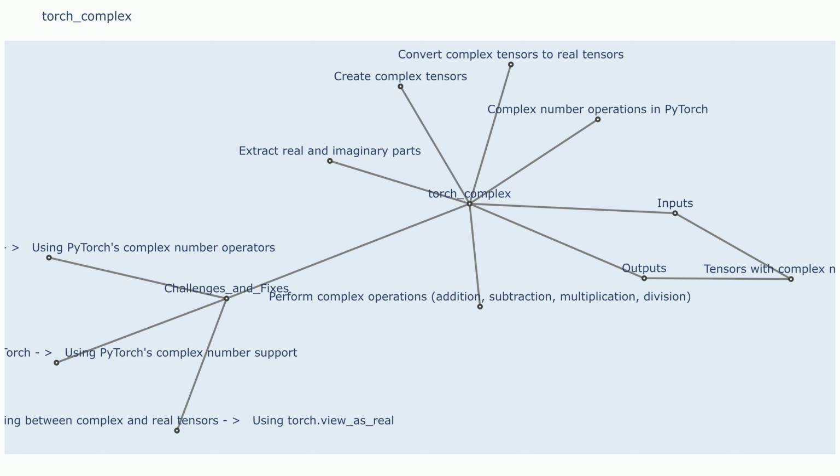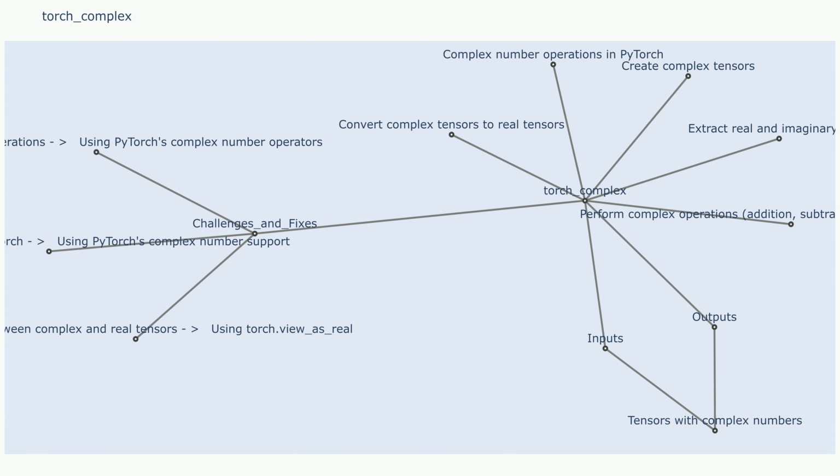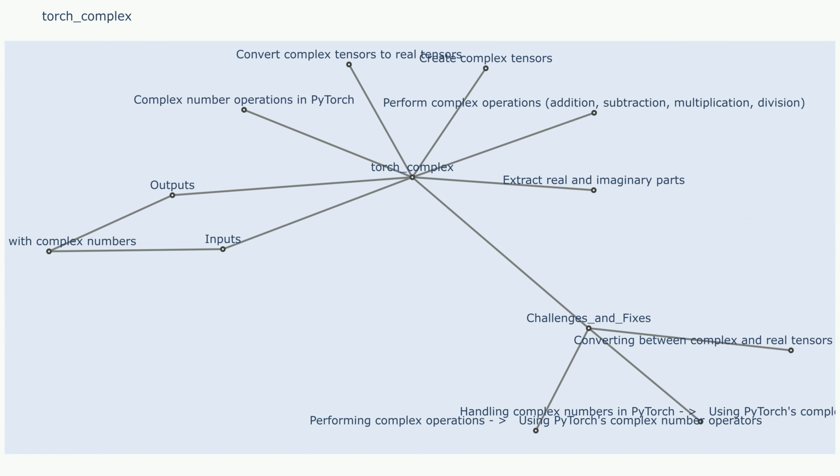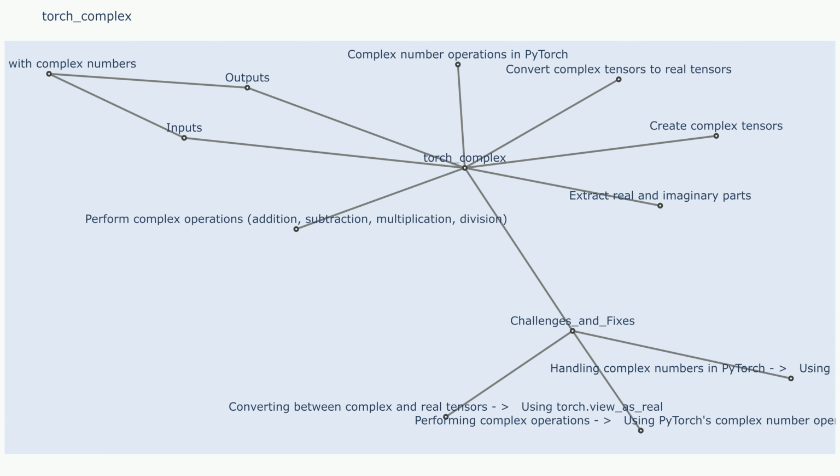Torch complex. Description: the torch complex function in PyTorch is used to create complex tensors from real tensors. Complex tensors are represented as two-element tensors, where the first element is the real part and the second element is the imaginary part.